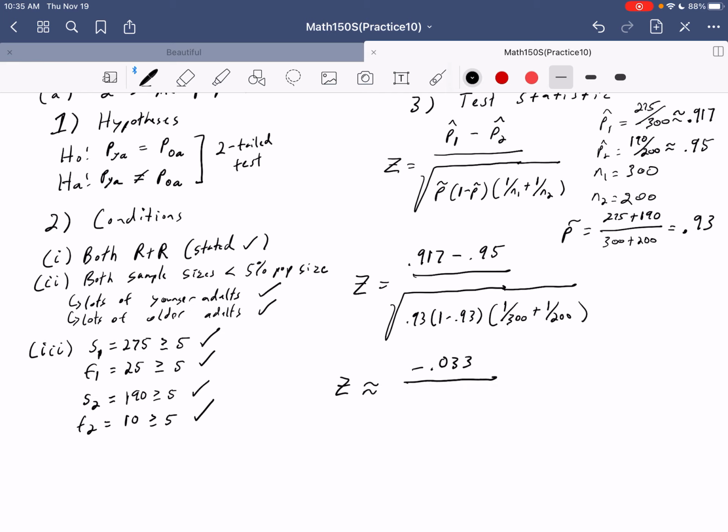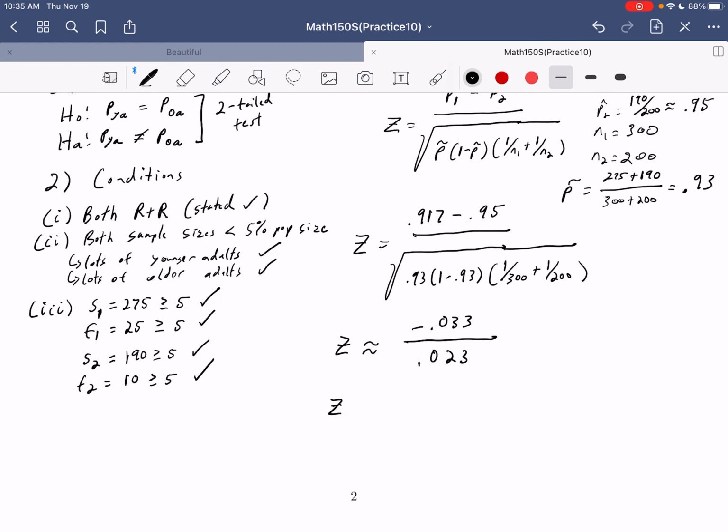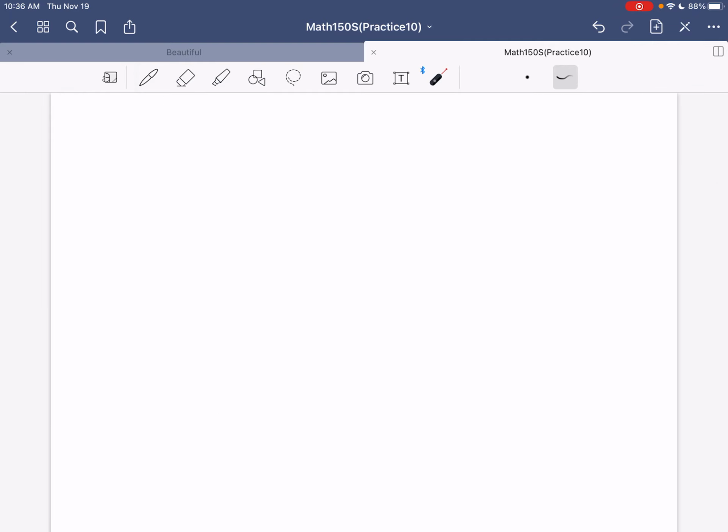And then in the denominator, square root, 0.93 times parentheses 1 minus 0.93 times parentheses 1 divided by 300 plus 1 divided by 200. Close up the parenthesis. Down the bottom, we should get 0.023. There we go. And now we can go ahead and do our division. So negative 0.033 divided by 0.023, and we should get negative 1.43 as our z-score. So there we go. We've gotten our test statistic. All right, let's go on to the next page and actually get the p-value here.